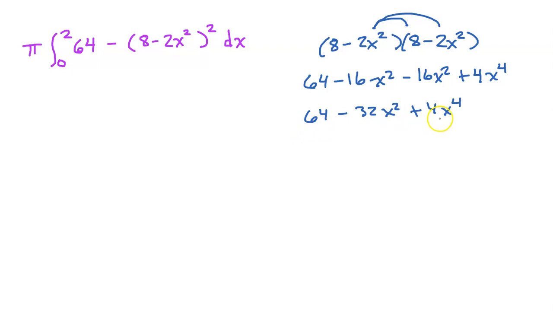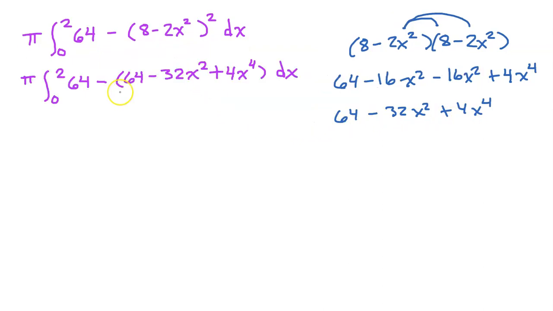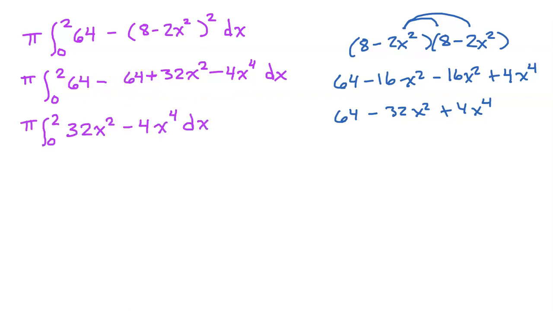Let's take this trinomial and put it back right here. Be careful, this trinomial needs to be in parentheses until after we distribute the negative sign and change this to a positive 32 and a negative 4. So now we have this. Notice that 64 minus 64 is 0, so these are gone.